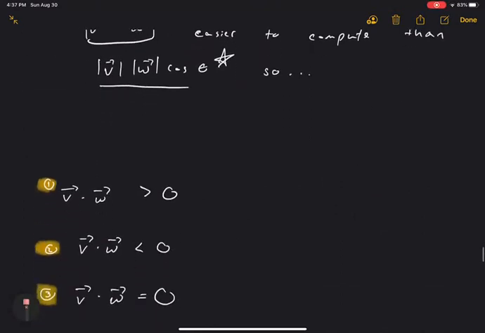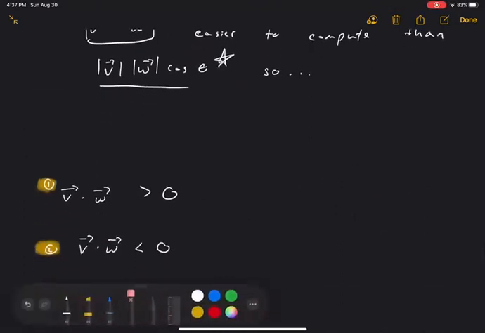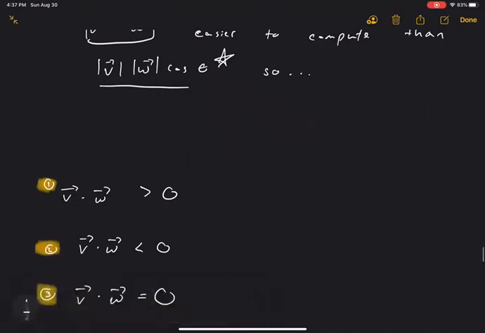Okay. So let's say I take the dot product of v dot w and I compute this. And that number is greater than 0. What does that tell me?